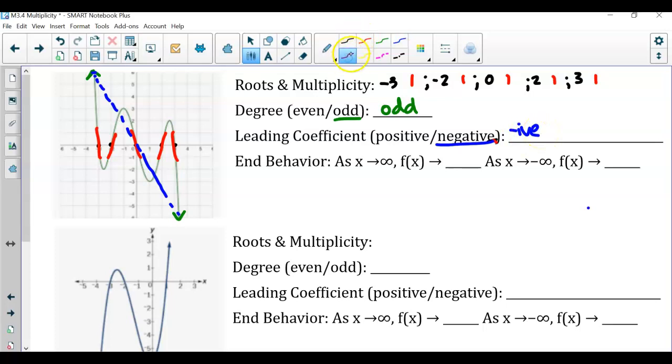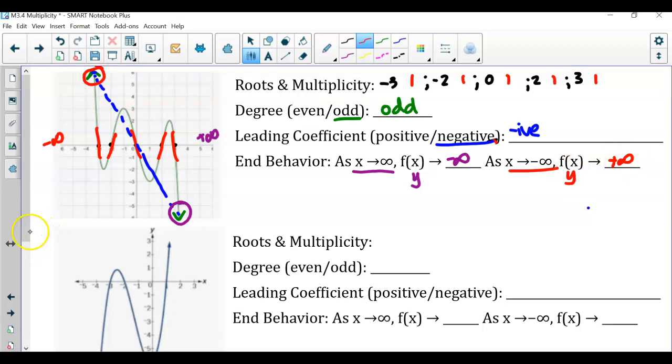Now with my end behavior, so as x's are approaching positive infinity, right? Read the graph to the right. Notice how our y values are going down towards negative infinity. Then here, as x's are approaching negative infinity, so as we're going to the left here, notice how the graph is going up. So our y values are going up towards positive infinity.